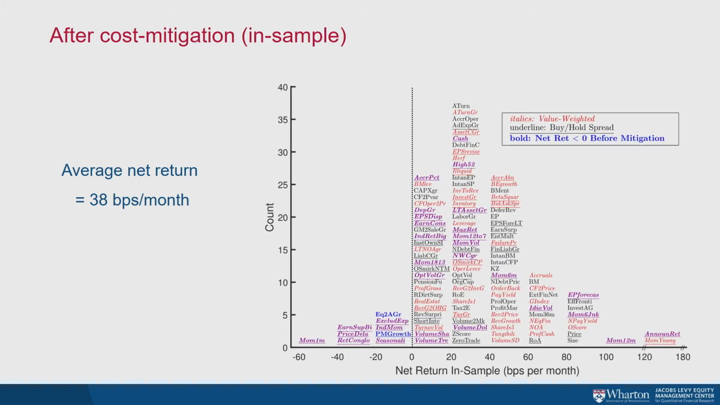After cost mitigation, the whole distribution shifts to the right, and that left tail is much, much smaller. The whole scale has changed. Now we only go out to minus 60 basis points instead of minus 300. Averaging across the cost mitigated strategies, we get 38 basis points per month.